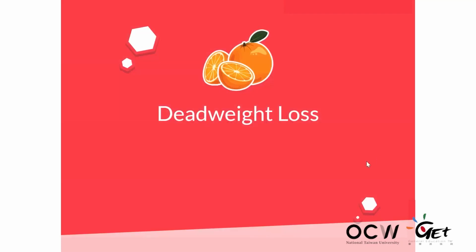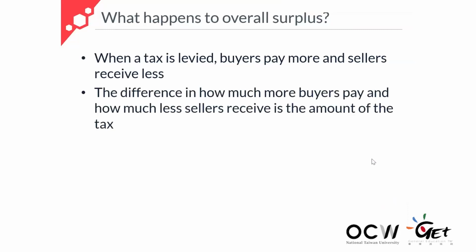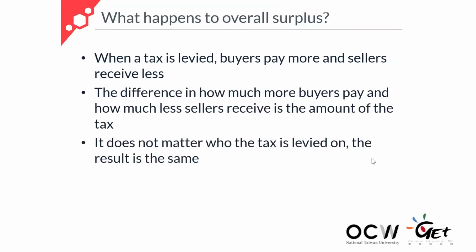So one thing that we can use, now that we just learned about consumer surplus, producer surplus and total surplus, is we can talk about why economists think taxes are bad. That's because of deadweight loss. Let's take a look. When you tax somebody, buyers pay more, sellers receive less. And the difference between how much buyers pay and how much less sellers receive is the tax. But we already know that it doesn't depend on whether you tax the buyer or the seller. You get the same result, but here's the problem.